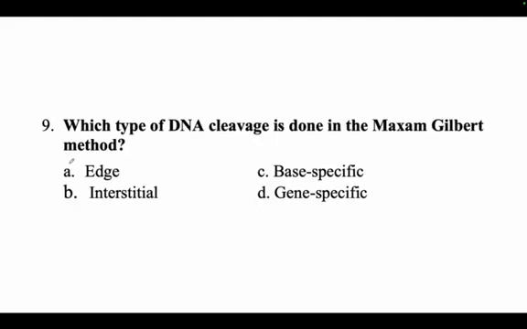What type of DNA cleavage is done in the Maxam-Gilbert method? In the Maxam-Gilbert method, DNA cleavage is done at modified bases. So it's not cleaved at the edge. It's not cleaved in a gene-specific manner. It's not cleaved in a base-specific manner. It's cleaved in the middle of the DNA, right after a modified base.